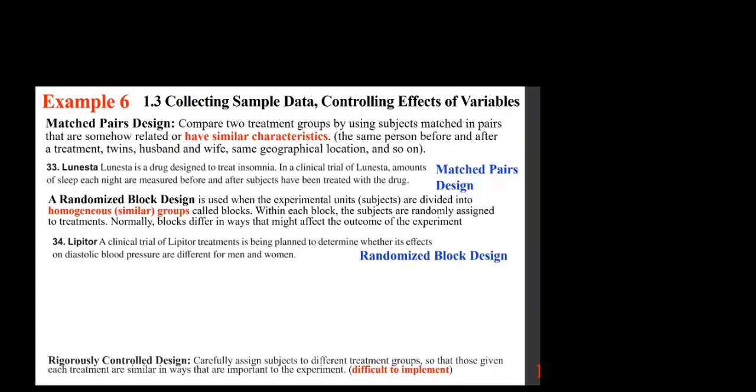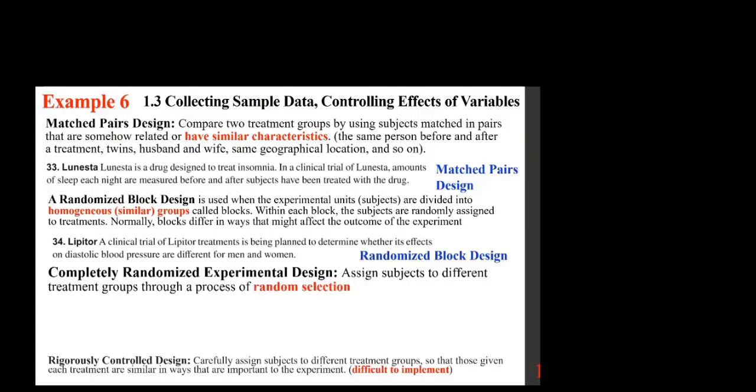This one, it's put up first, rigorously controlled design. It's hard to do, and we're not going to bother with that too much. Carefully assign subjects to different treatment groups so that those given each treatment are similar in ways that are important to the experiment. That is not easy to do.